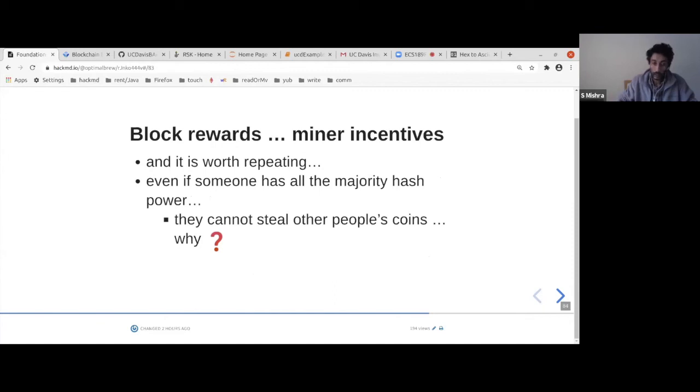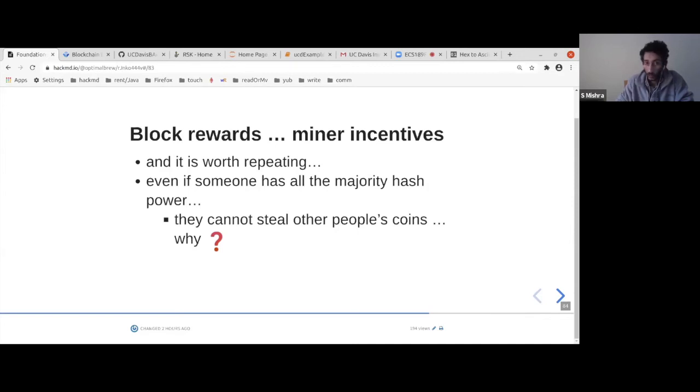Even if a majority of miners become dishonest and attack the chain with 51% majority attacks, all they can do is spend some of their own past coins. They cannot steal other people's coins, and you should know why.